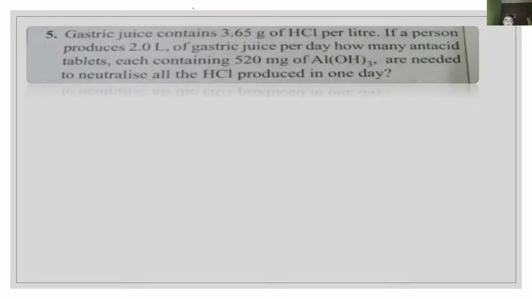Gastric juice contains 3.65 gram of HCl per liter. If a person produces 2 liter of gastric juice per day, how many antacid tablets, each containing 520 milligram of AlOH3, are needed to neutralize all HCl produced in one day? The options are A, 7 tablets, B, 3 tablets, D, 10 tablets, and C I am giving here, C is 8 tablets.